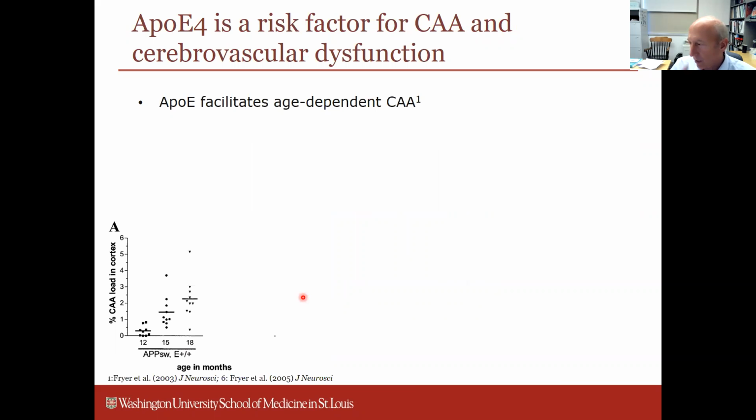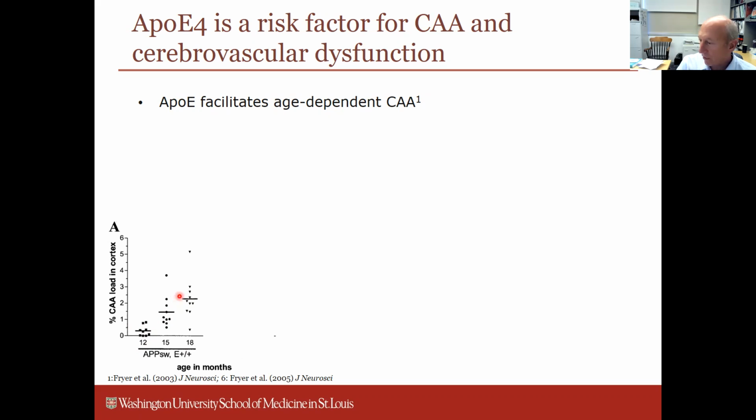So this brings us to the next question we wanted to address, which is an issue that has to do with APOE and cerebral amyloid angiopathy. So we know that APOE is a risk factor for CAA and for cerebrovascular dysfunction in humans. And a number of years ago, we looked in one of the first produced APP transgenic mice, the Tg2576 or APP Swedish mouse. And this particular animal, unlike some of the other APP mice, develops a fair amount of CAA, especially after a year of age.